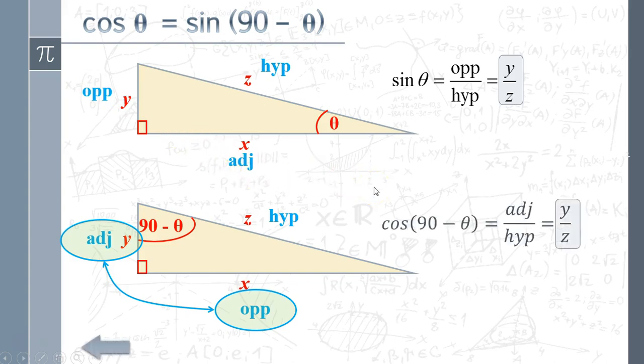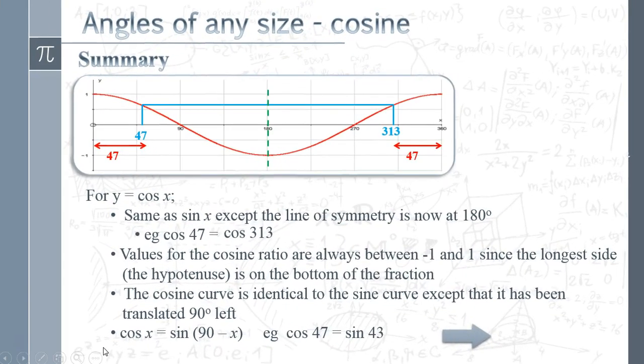What that means is cos of 90 minus theta is the adjacent over hypotenuse, which is y over z, which is exactly the same as we had up here for sine of theta. So that's telling us that sine theta is the same as cos of 90 minus theta. Okay, so that's the cosine curve done.